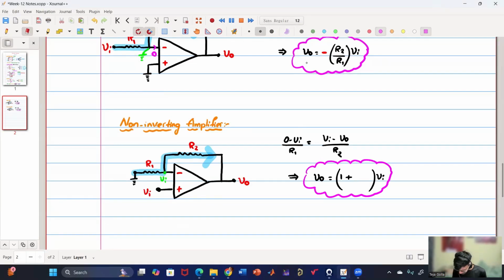What should be the values of R2 and R1 to get a gain of half? Say I need a gain of 0.5. So V0 by Vi should be 0.5. And what should be the values of R2 and R1? And let me know if it is possible to get a gain of half or not. So I need a gain of half. What should be my R2 and R1 values, and whether we can get such resistances or not.